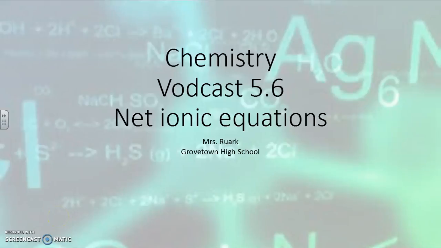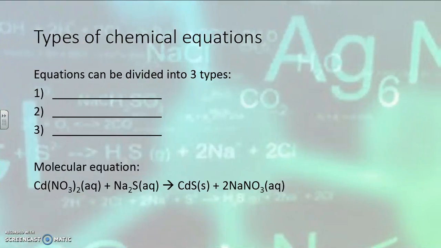This is vodcast 5.6. We're going to learn how to write a net ionic equation, and whatever a net ionic equation is, right? Okay, so when we're writing chemical equations, we can take a double replacement reaction or pretty much any type, but anything that's going to be an aqueous solution, and we can divide it up into three different types of reactions or equations.